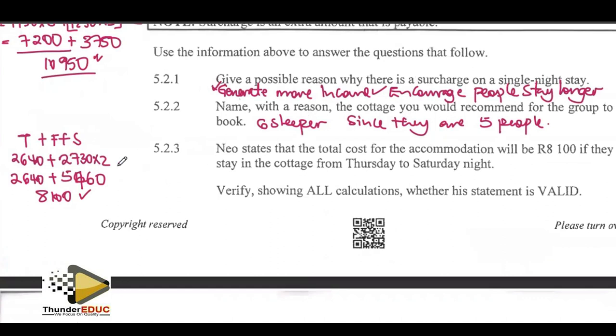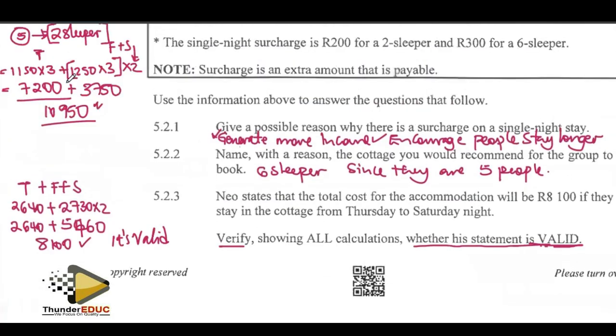Okay, that's how we are showing it. And don't forget to conclude and say it's valid. Why am I concluding? Because they say verify, showing whether the statement is valid. I need to conclude and say it's valid. Get 1 mark. So we can't use two sleeper.